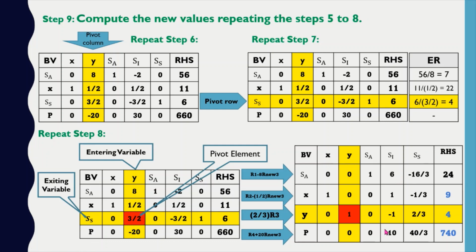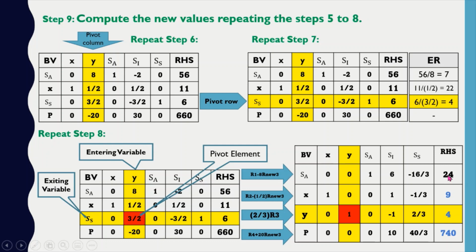Next, column SS, slack variable for storage space. The original value is 0, and we're going to subtract 8 times our new row 3 value, which is 2/3. So we multiply 8 times 2 divided by 3, which is why it is negative 16 over 3. And of course, we're going to do now our right-hand side value, which is 56. So we have 56 minus 8 times our new row 3, which is 4. So 4 times 8 is 32. 56 minus 32 is equal to 24.